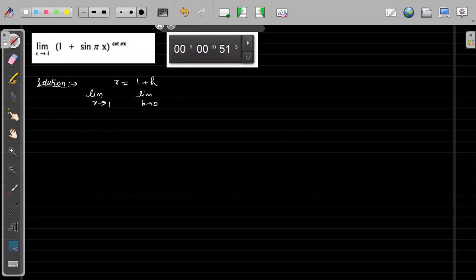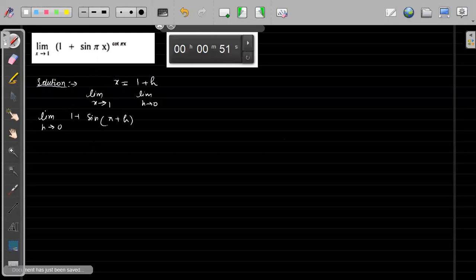So I can change the whole question like this. If you have confusion in this, however, you can also solve directly. So this will become limit of h tends to 0, 1 plus sine of pi plus h, right? This will become pi plus h, so, sorry, pi plus pi h, right? And this will be to the power, sorry, I will write it once again.